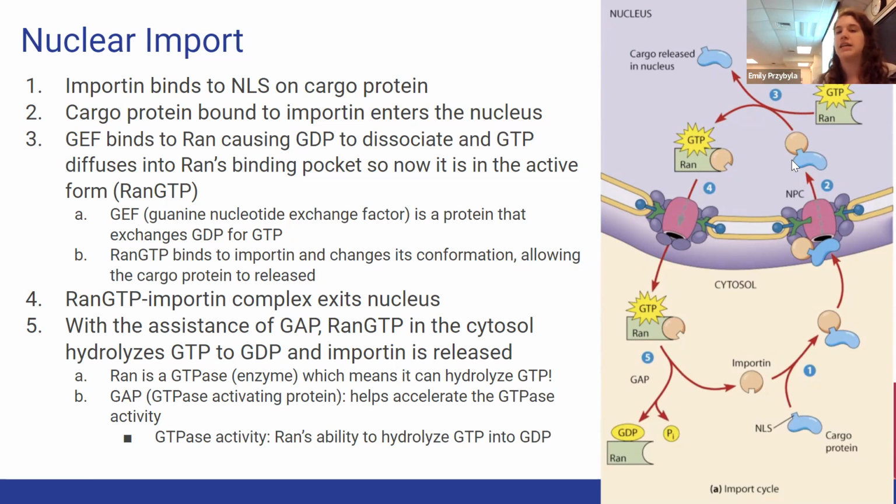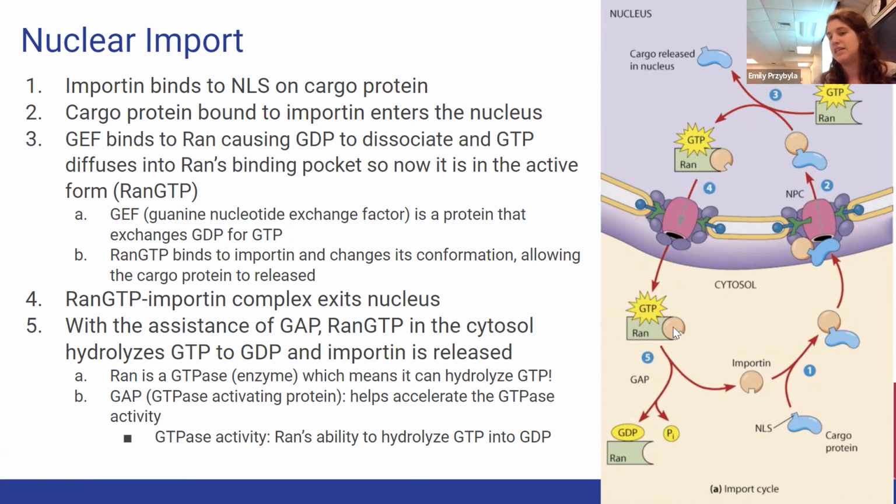RAN then binds importin, and that changes conformation, because anytime things bind, they change conformation. And that makes it release the cargo protein into the nucleus. And that's what we wanted, because we wanted our cargo to go into the nucleus. That's why we had an NLS. So then we have RAN-GTP bound to importin, and that goes through a complex to exit the nucleus.